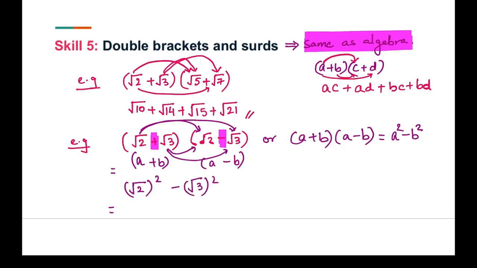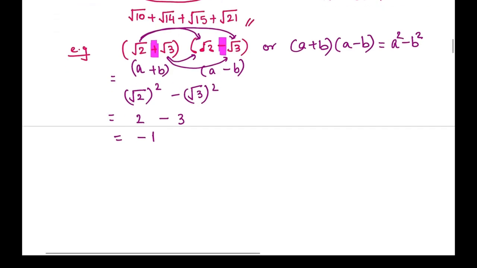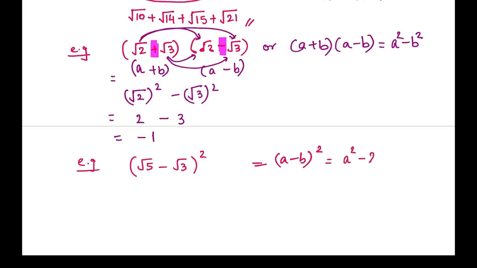Root 2 squared will be 2, minus root 3 squared is 3, so the answer is equal to minus 1. All right, let's do another question where we'll use another identity. So let us suppose we have root 5 minus root 3 whole squared. Again, it is two brackets because it is squared, and we can use the (A minus B) whole squared identity, which is A squared minus 2AB plus B squared.